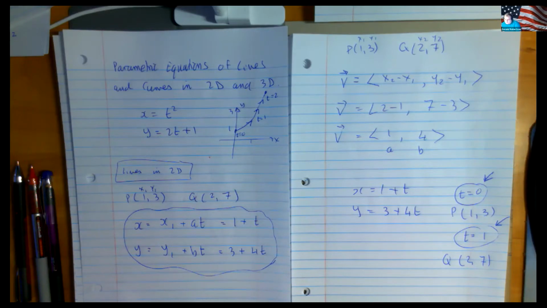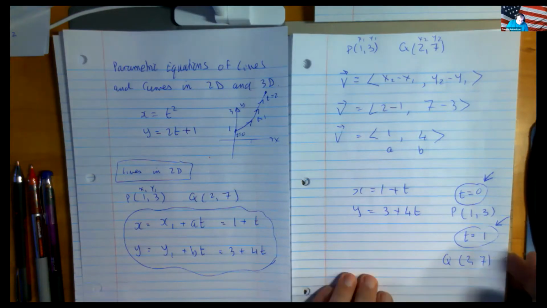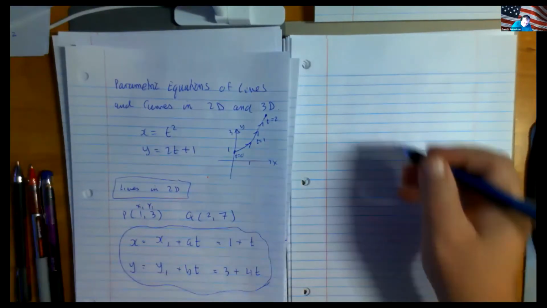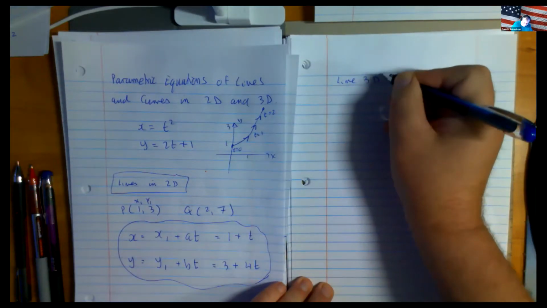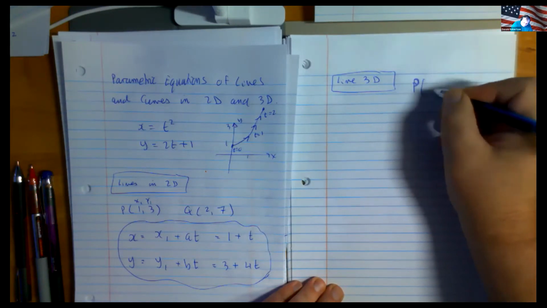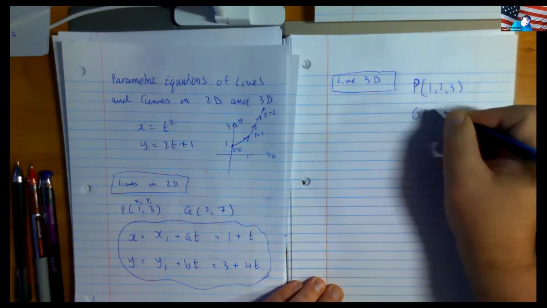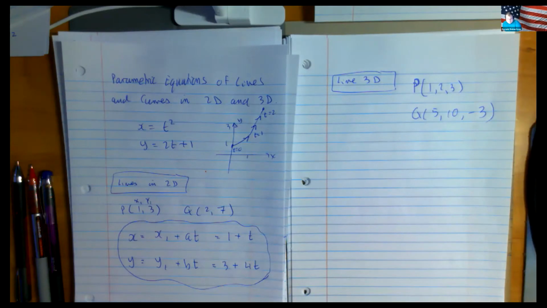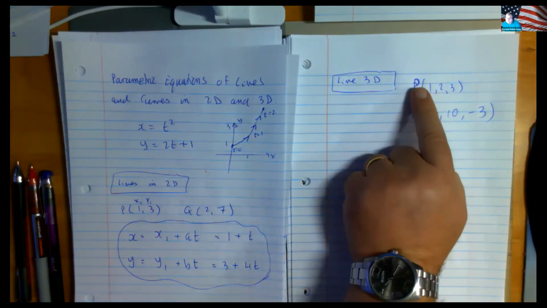Do you want to see another 2D one before I show you a 3D straight line? Are you cool with what I did in 2D and I can move on? Okay. Then I would like to know the equation of a line in 3D. And I'll tell you what the equation is going to be. Well, the points are going to be, how about (1, 2, 3) to (5, 10, -3). So I want a parametric equation of a line going from P to Q.